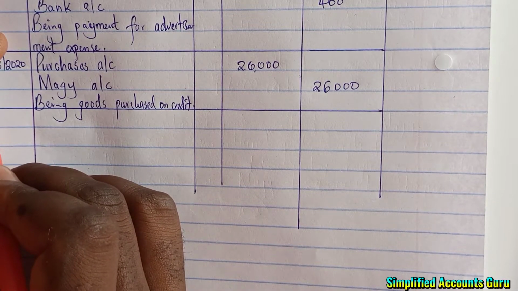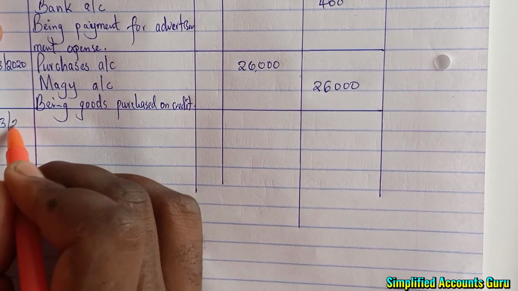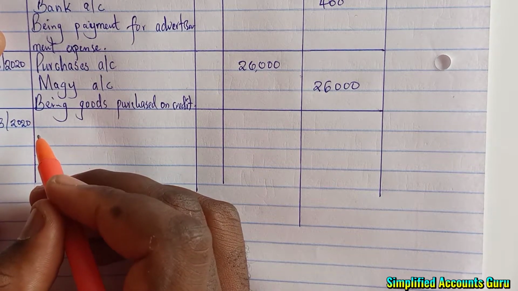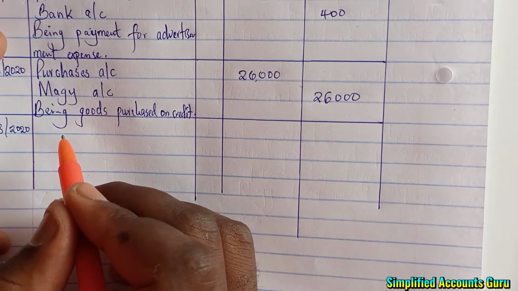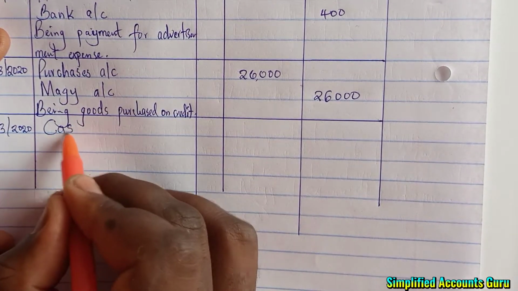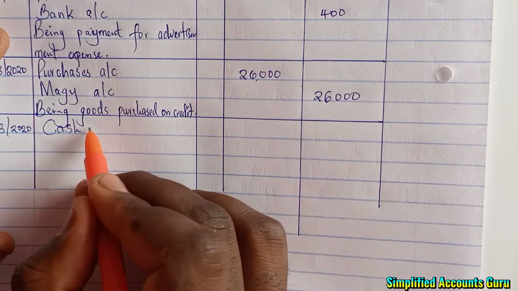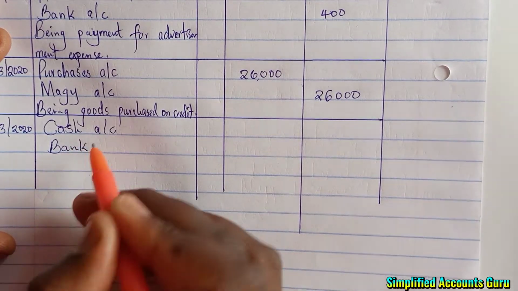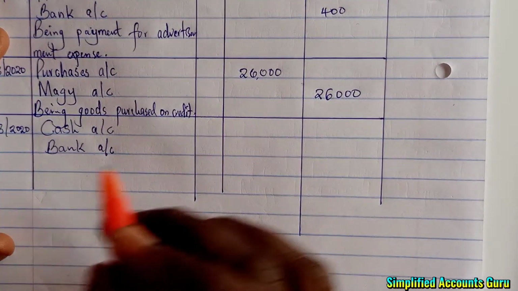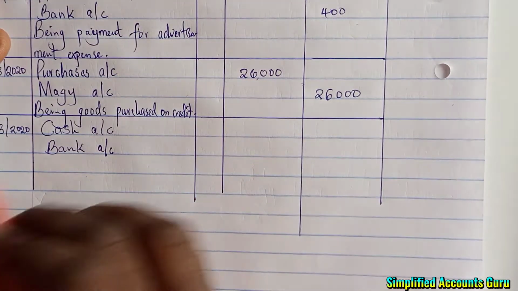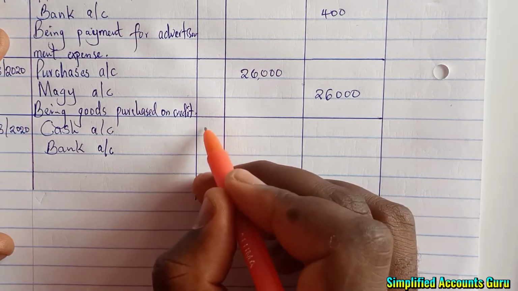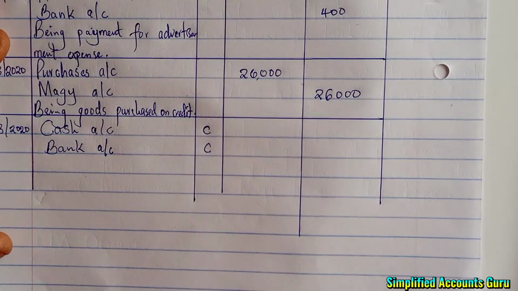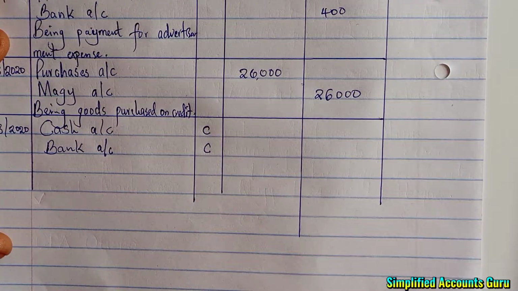So the date of 15th March 2020, we have what is reducing, what is growing. Cash at hand is increasing. So we can say here cash at hand or cash account. And then we have bank account. So this one is what we call a contra transfer, a contra entry. We'll just denote it with the letter C. The letter C stands for a contra entry.